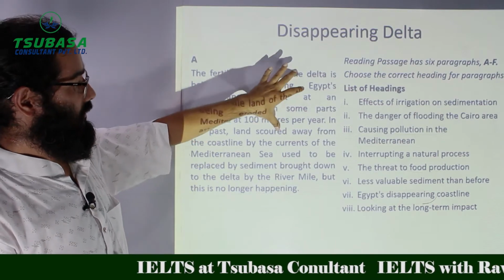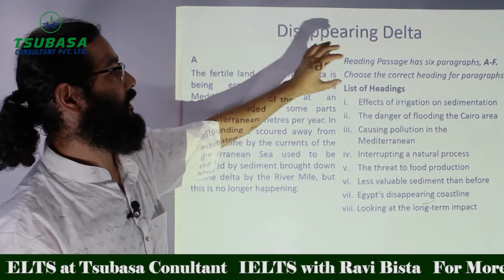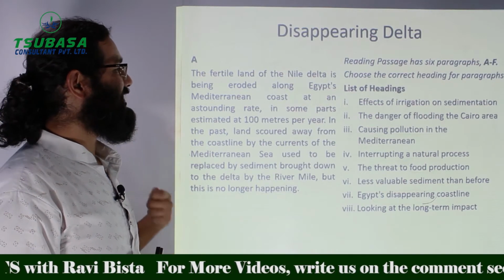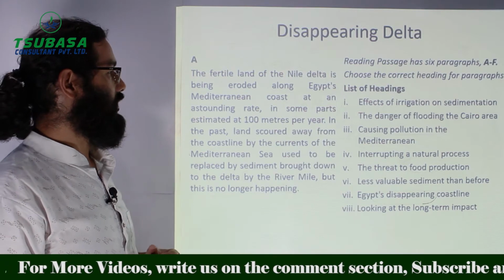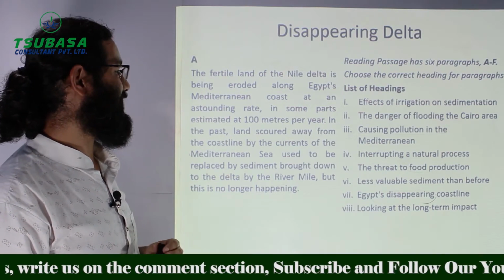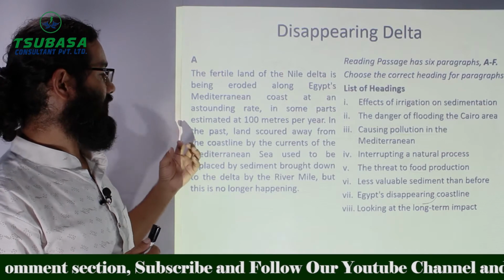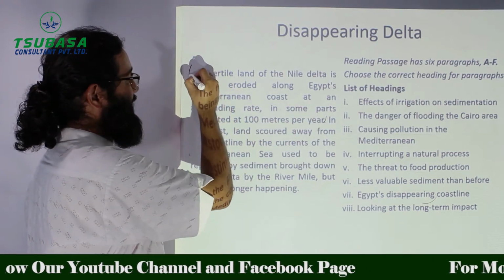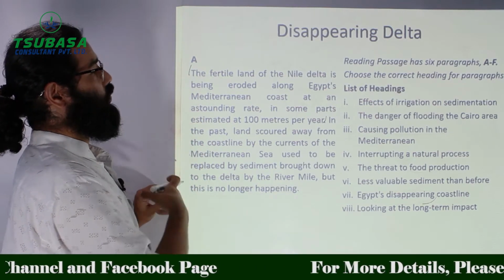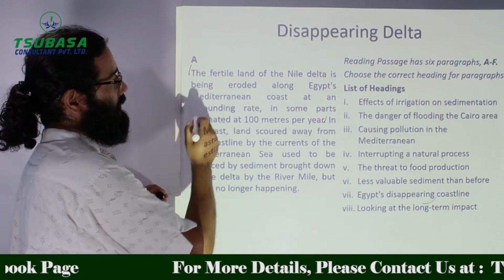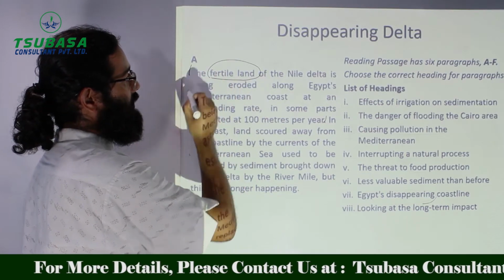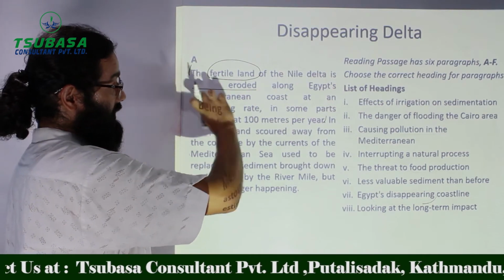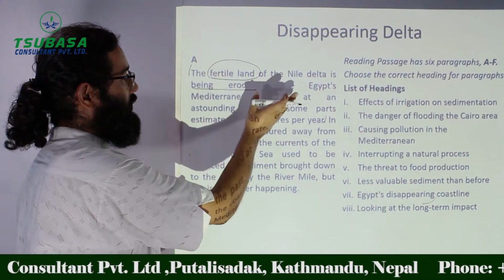Okay, let's see. And you already get an idea that this is about the disappearing delta. Let's understand this. The fertile land of the Nile Delta is being eroded along Egypt's Mediterranean coast at an astounding rate, in some parts estimated at 100 meters per year. Now, this particular line should give you a good idea about what it is about. It talks about fertile land being eroded. So the simple idea of this line is that the fertile land is being eroded away.